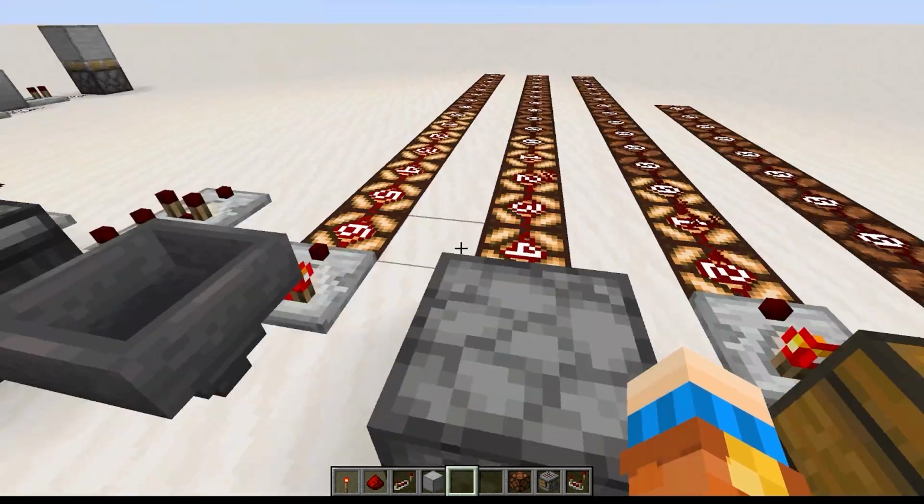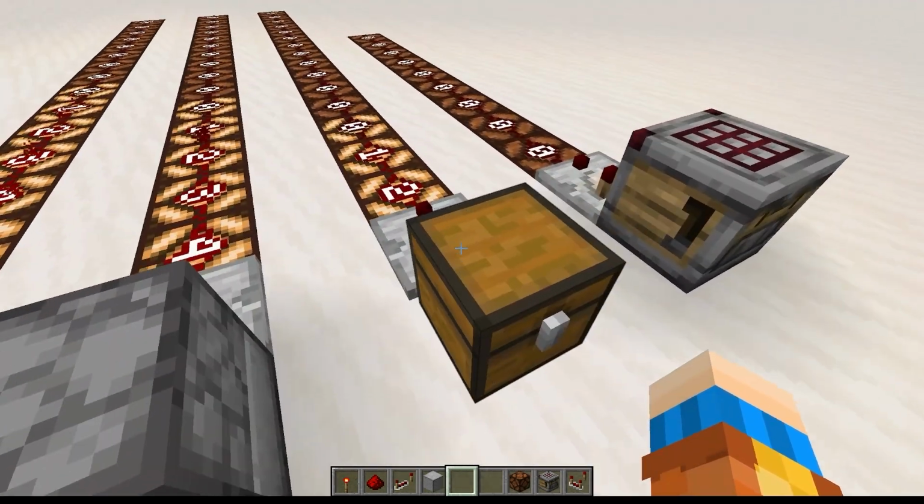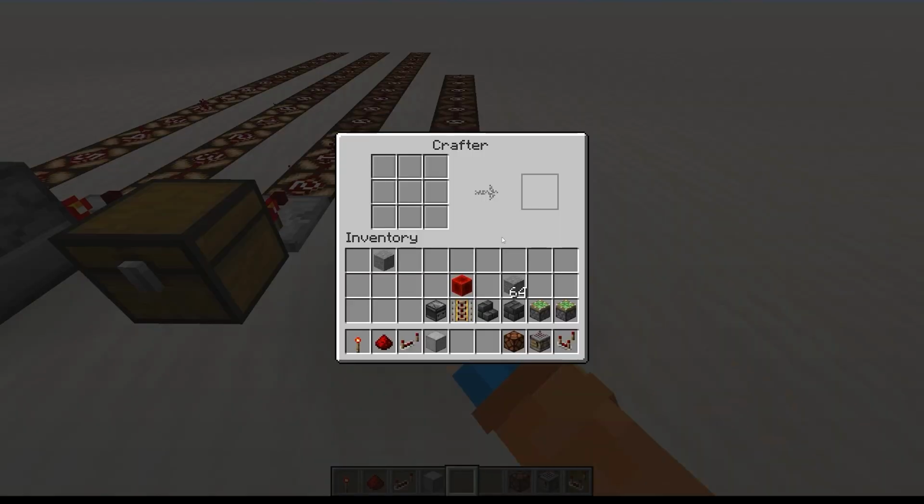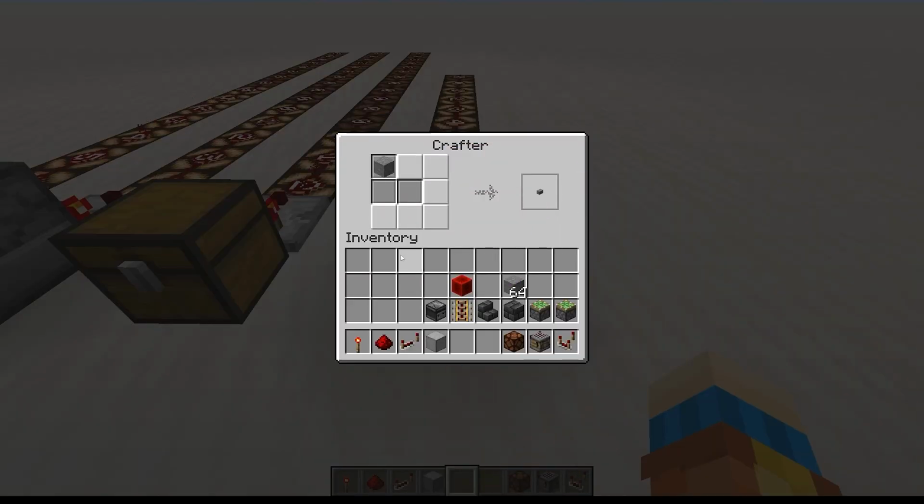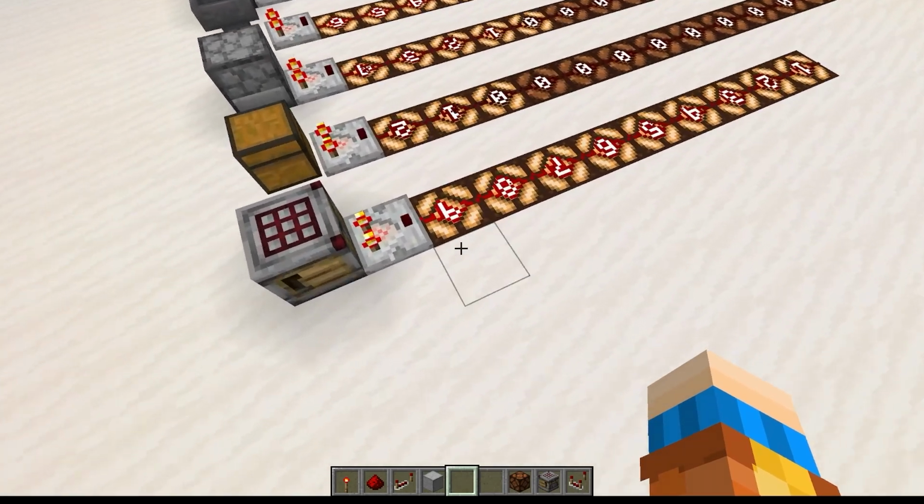A comparator looking at any container will measure how full it is, with one exception: the crafter. For the crafter, a comparator will tell you how many slots are occupied, by an ingredient or by being disabled, up to a maximum of 9, if all slots are occupied and/or disabled.